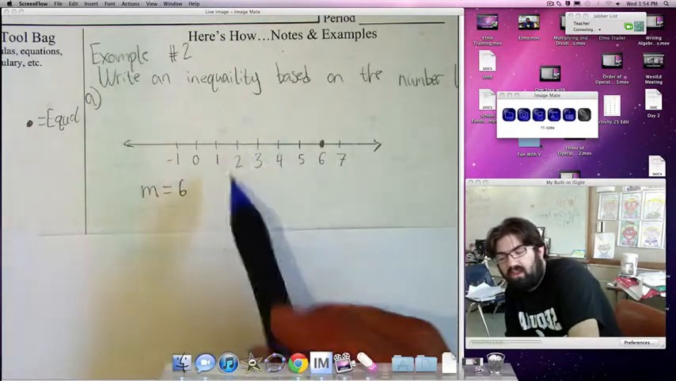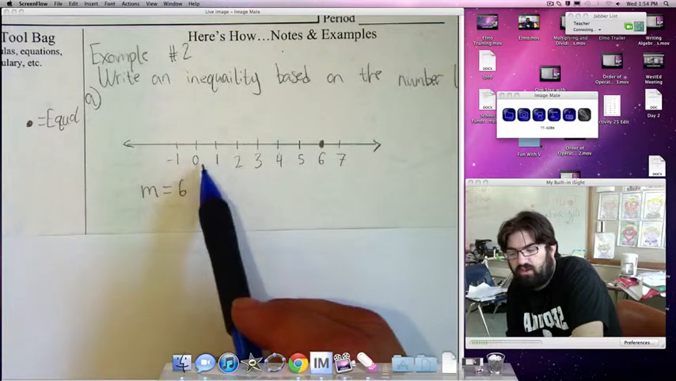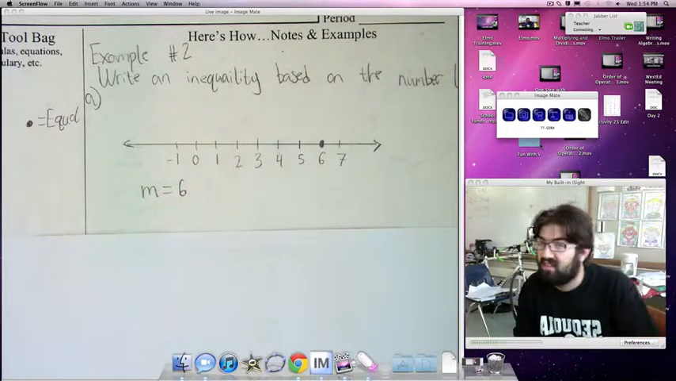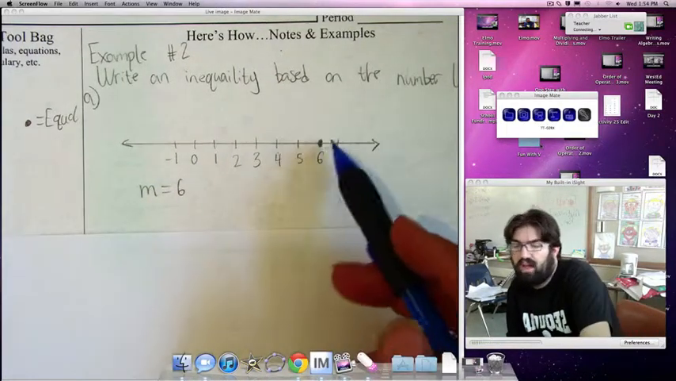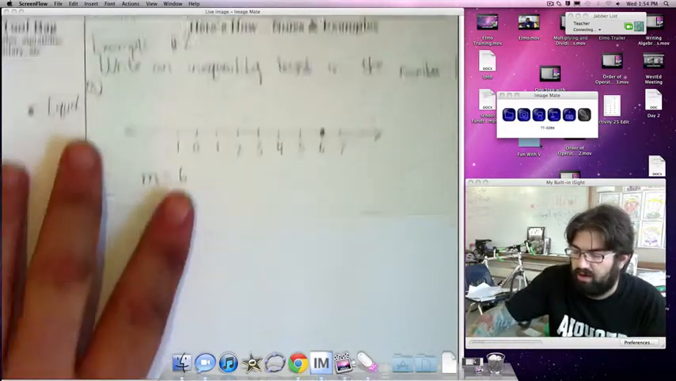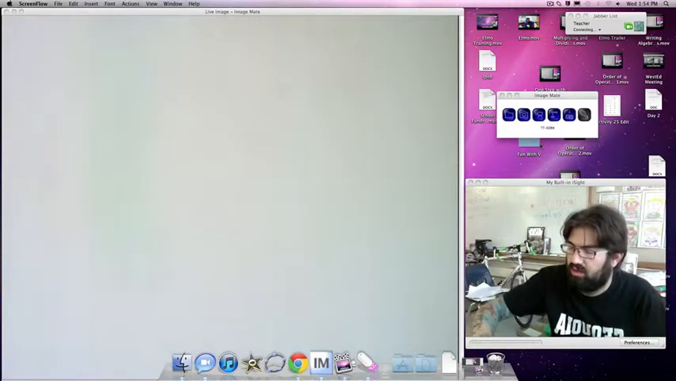The number line still has to be correct. See, I got -1, 0, 1. I got my numbers in order. That still has to be correct, but it's just a closed dot. That's it.